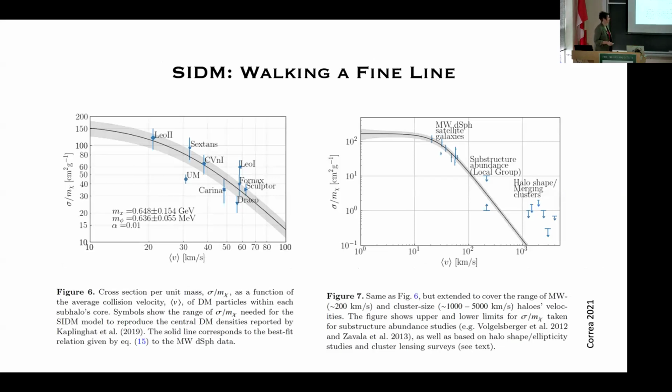I do think that SIDM is walking a fine line, or at least the simplest case here where you've got elastic scattering. You do have to have a velocity dependent cross section. And this is a nice summary from Correa where she shows that you have to have very, very low cross sections at cluster scales. This is the range between about 1 and 10 that fixes diversity. But if you fit, this is what she did.